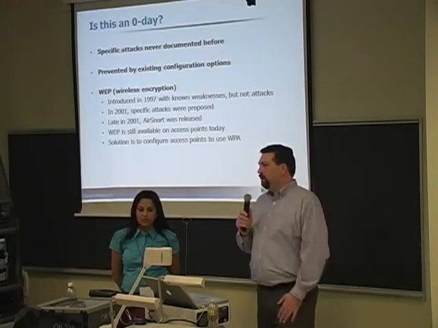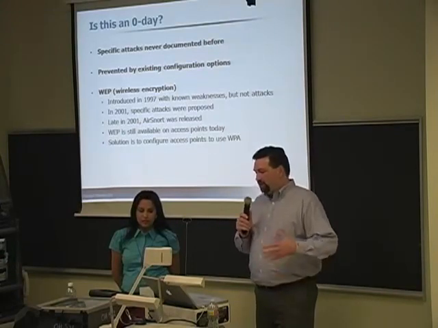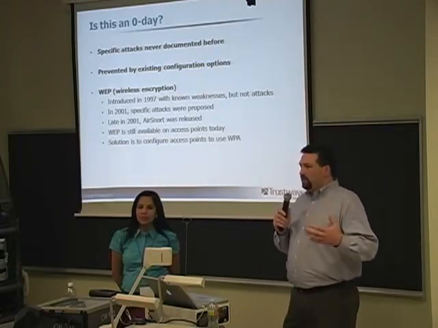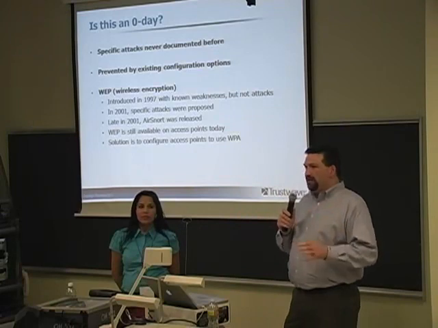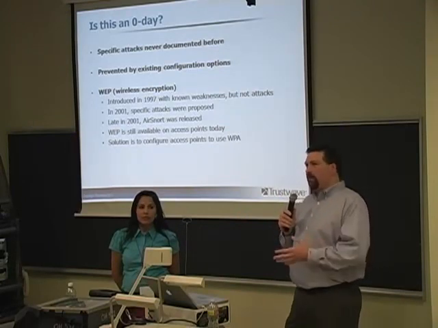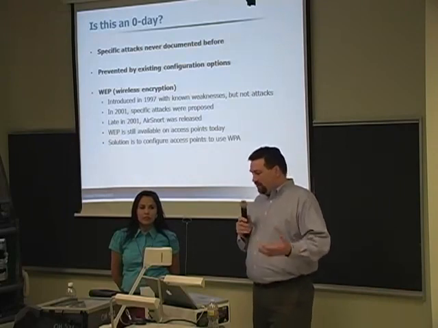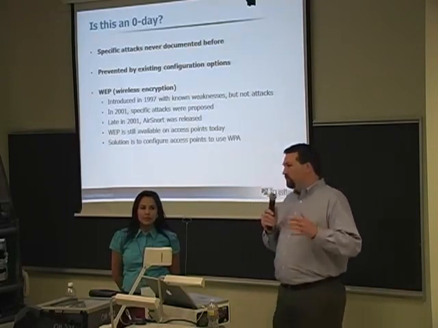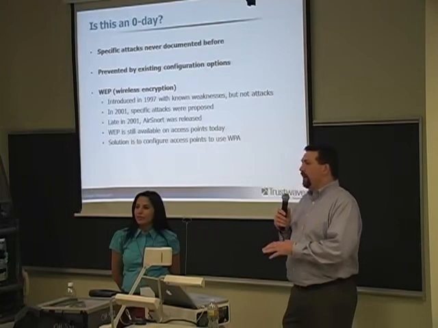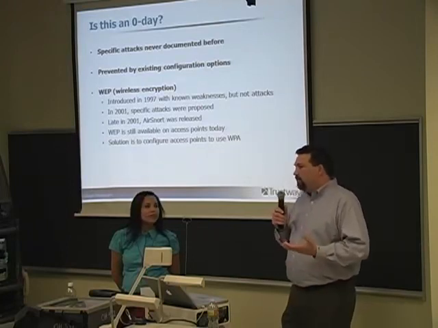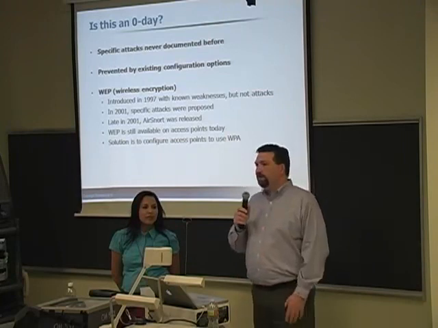I think most people here are probably familiar with WEP as Wired Equivalent Privacy. When it was first released, it was known to use weak encryption, but there were no practical attacks against it. So no one was really surprised when in 2001, several years after it was released, someone came up with a practical attack against the algorithm, and then later that year, AirSnort was released, and WEP has been completely broken since then.